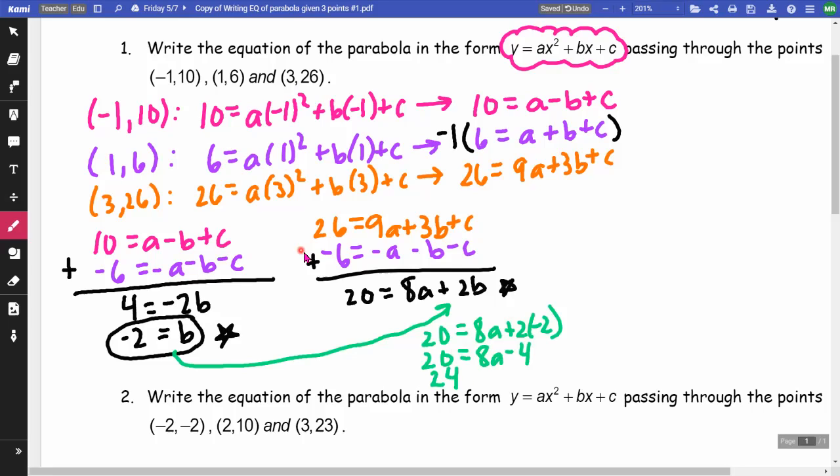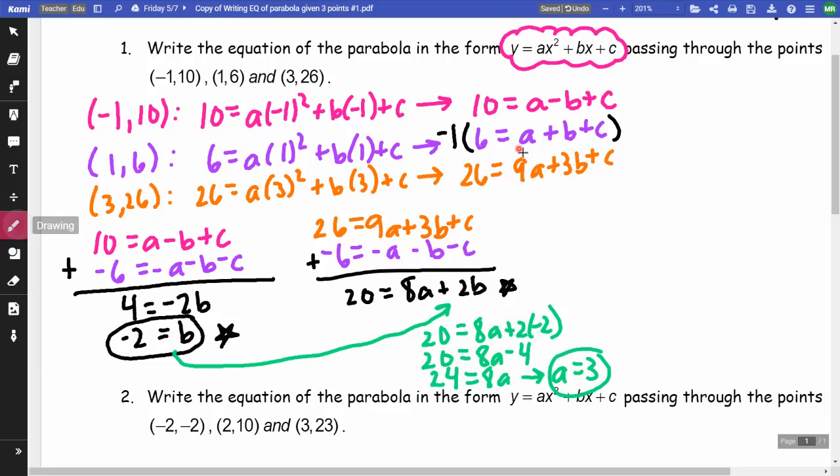So 24 is equal to 8A. So I'm going to get A is equal to 3. Now I'm going to take those two answers, my B, which is negative 2, and my A, that is 3, and substitute them into either the pink, my purple, or my orange. Let's say I do it into the purple, okay?